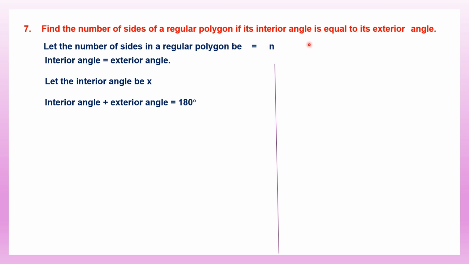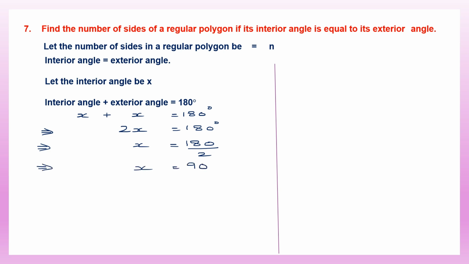So interior angle is equal to the exterior angle. Here interior angle is x, so x plus exterior angle, which is also x. Why is it also x? Because it is equal to the interior angle. Interior angle is x, so the exterior is also x. So x plus x is 180 degrees. That means x plus x is 2x. 2x is 180 degrees. So now we can find the value of x when we say 180 divided by 2. 180 divided by 2 is 90. So x is equal to 90 degrees.